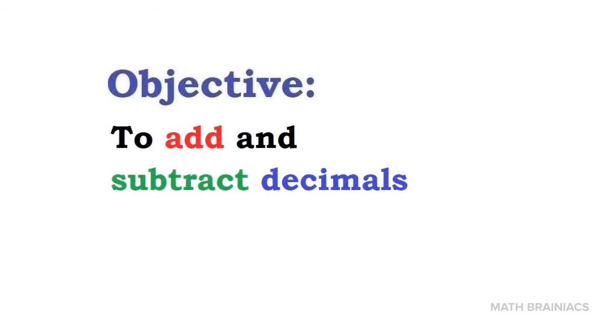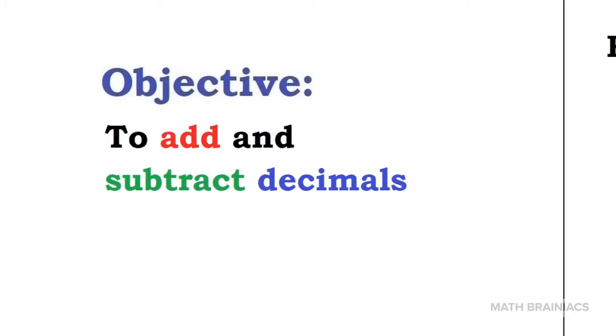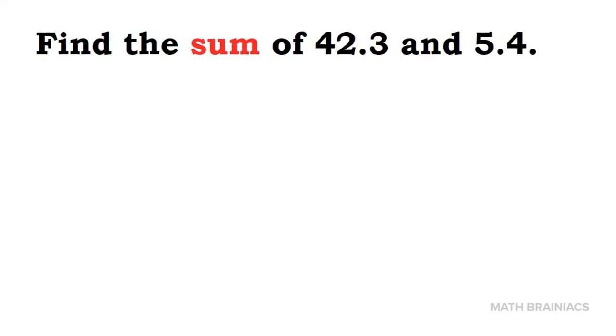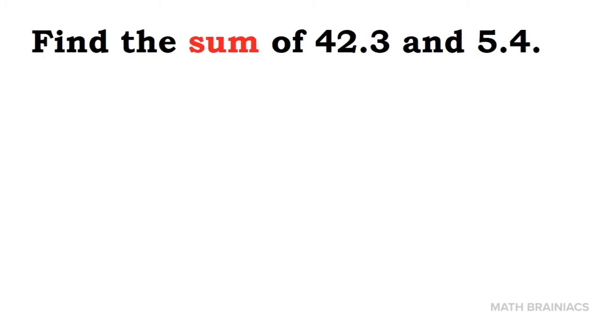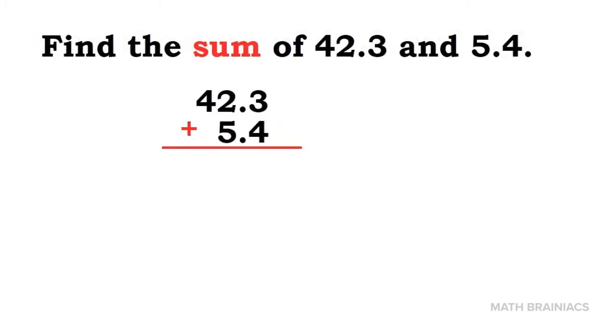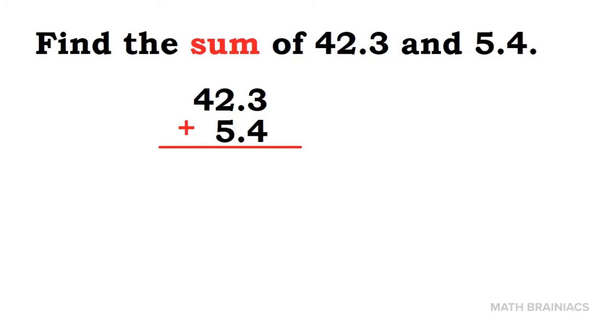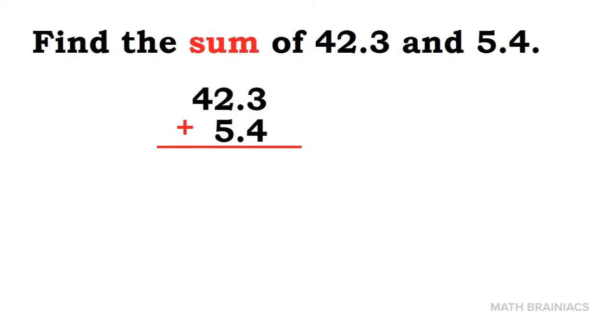We are going to learn today how to add and subtract decimals. Let us work on this example. Addition is very easy, right? So let's try this. Find the sum of 42.3 and 5.4. We are going to write the numbers vertically, line up the decimal points, and add as with whole numbers. We are going to add up using column addition, starting from the rightmost part of the numbers, going to the left.